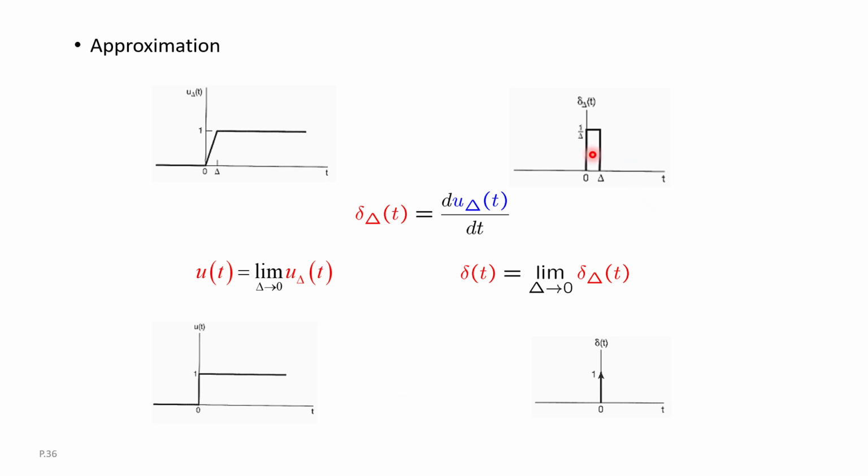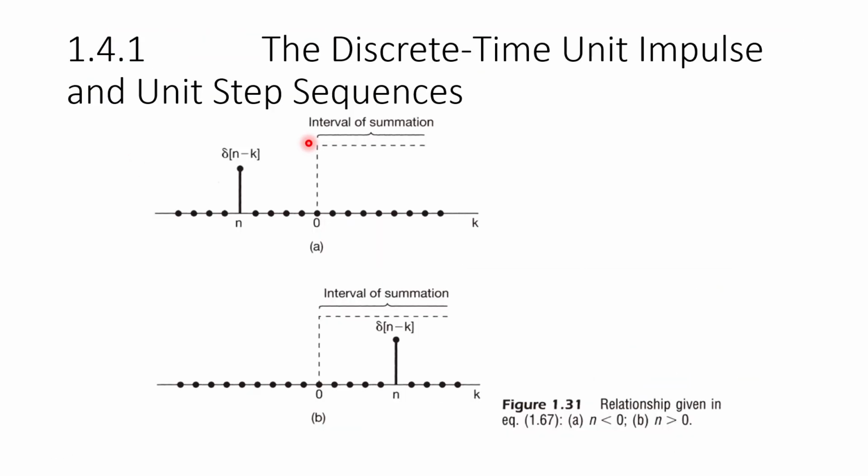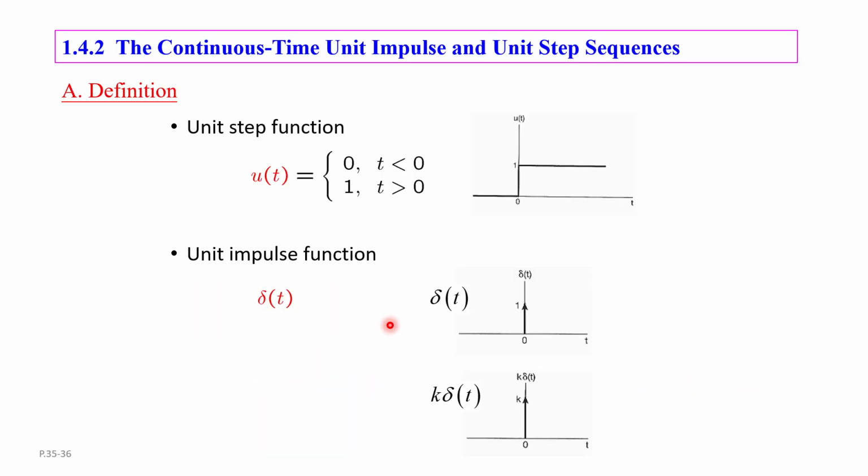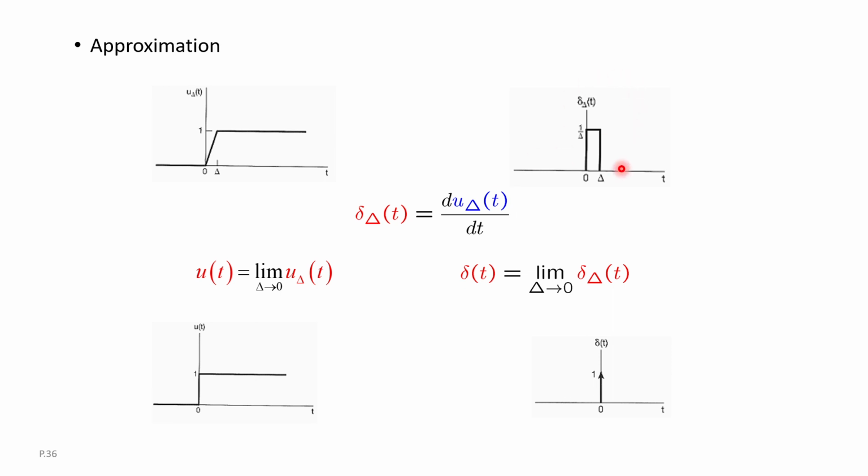And delta of t is actually defined as the differentiation of u of t. Remember, for discrete time we have the difference and the running sum, and now this is taking us to a definition of the delta function and the unit step. So the delta function is now a differentiation of the unit step function.